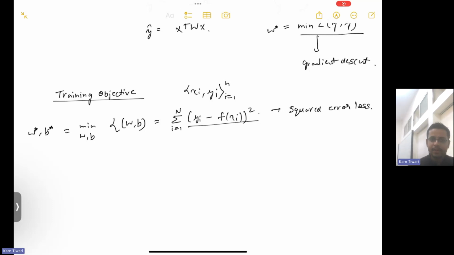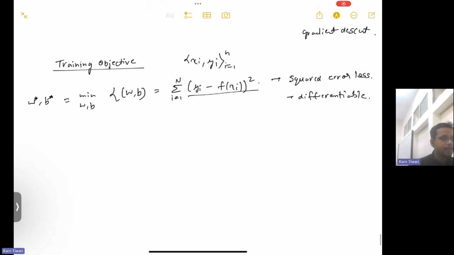Why are we squaring it? Because sometimes the error can be positive and negative, and the whole summation would get nullified, so the loss function would already look minimized in that case. That's why we want a positive quantity. And the second thing is that we want the loss to be differentiable.